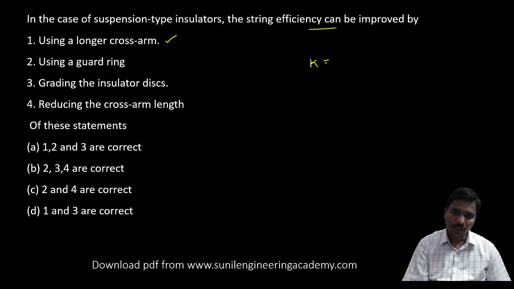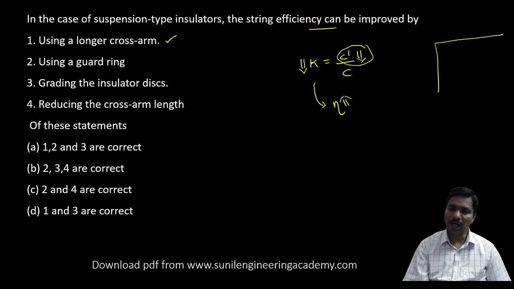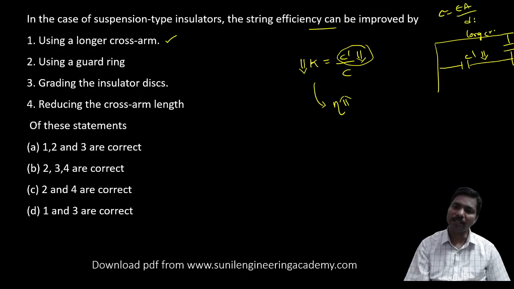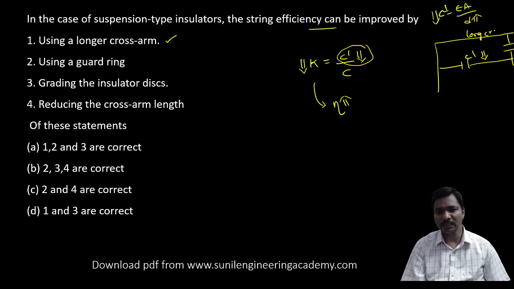Yes. So here K is equal to C dash by C. If you reduce the C dash, then K reduces. If K reduces, voltages may be somewhat equal, so efficiency will increase. So how can we decrease the C dash? If you maintain a long cross arm, then the distance between these two is more. As distance is more, C is equal to epsilon A by D, we can reduce the C dash. Okay, as the capacitance reduces, K is reduced, so efficiency will increase.